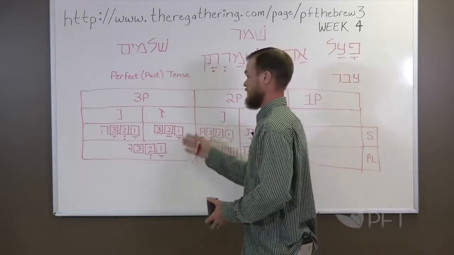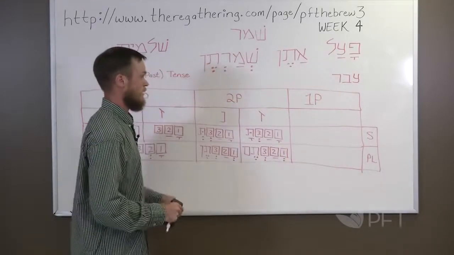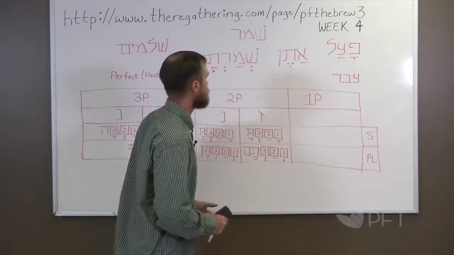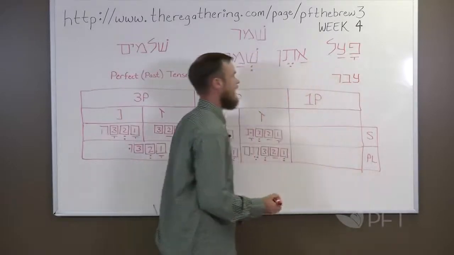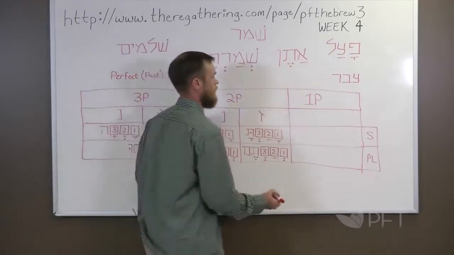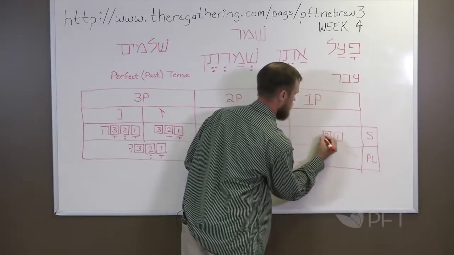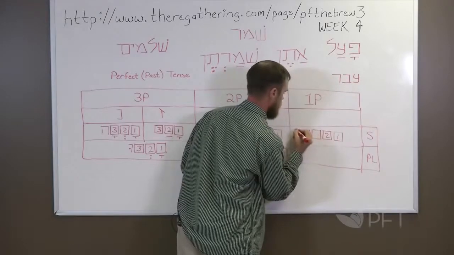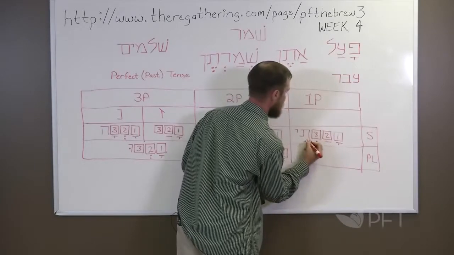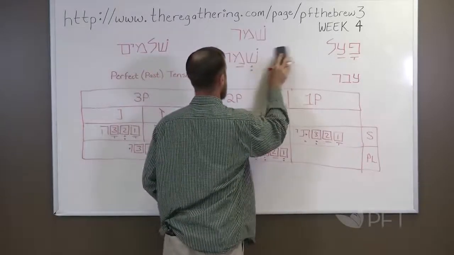All right, so in the third person we can use any nouns or we can use the third person pronouns. In the second person we're always referring to the second person pronouns, although we don't have to specifically use them. And in the first person we're always referring to the first person pronouns. So what would ani do? Okay, what would I do if I kept? Ani shamarti. Okay, has the T ending for the first person singular.